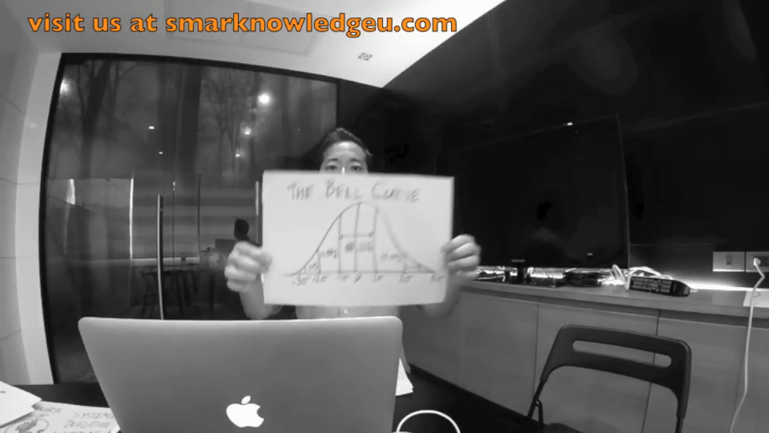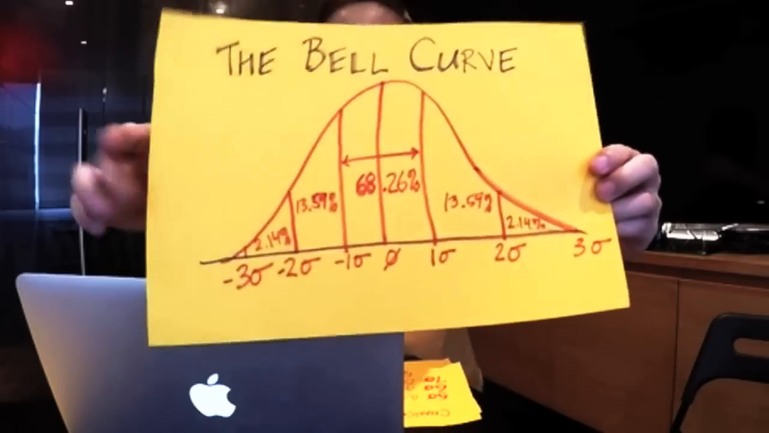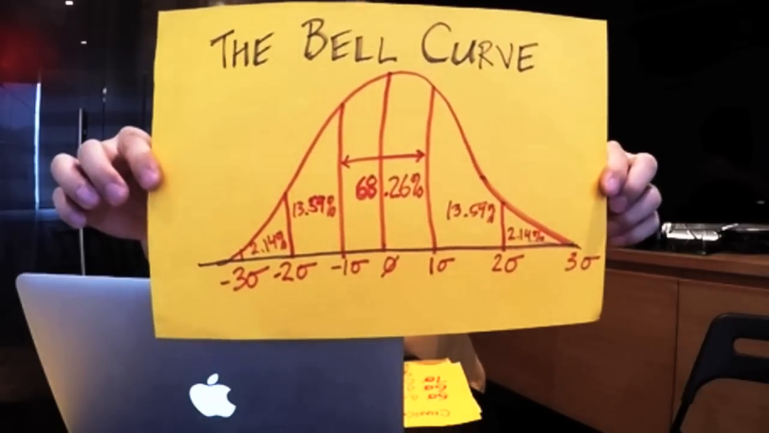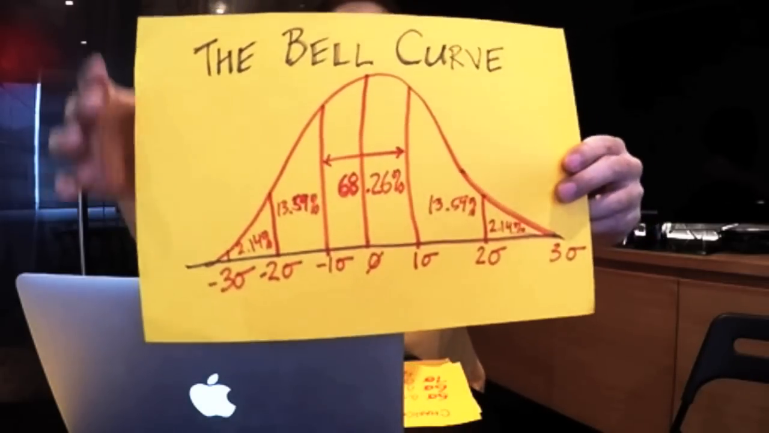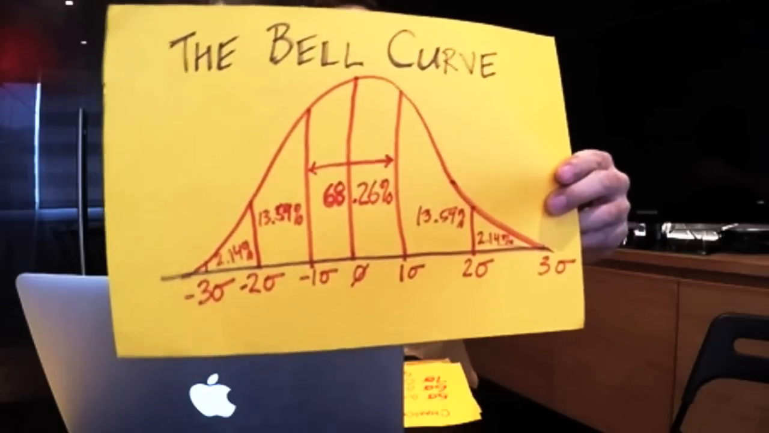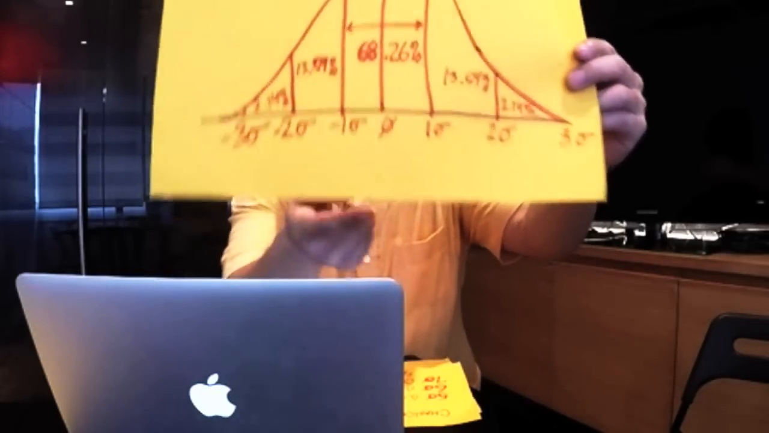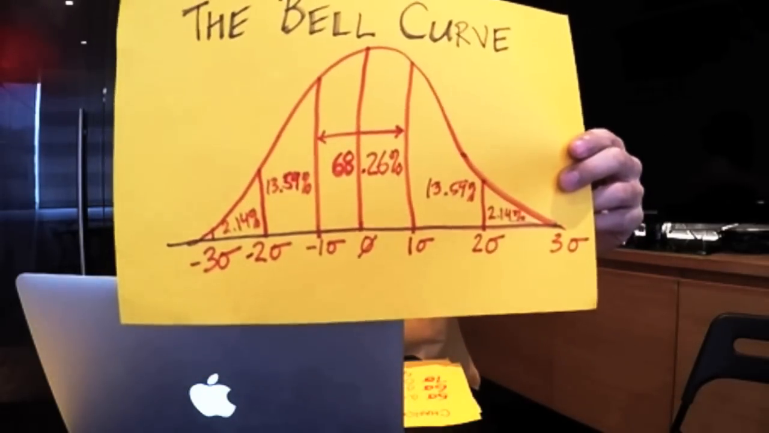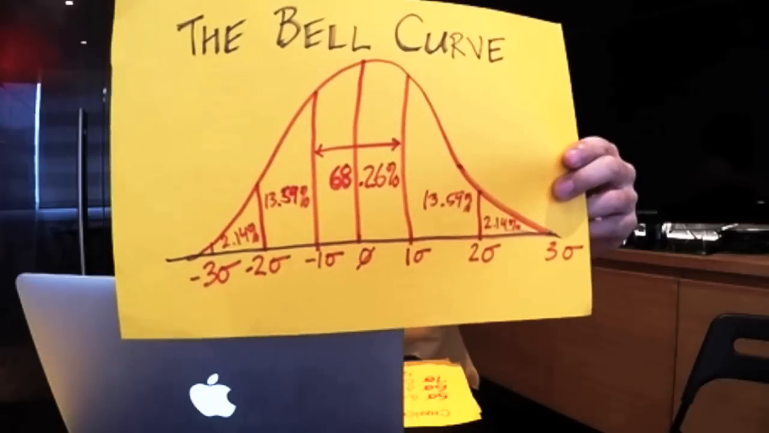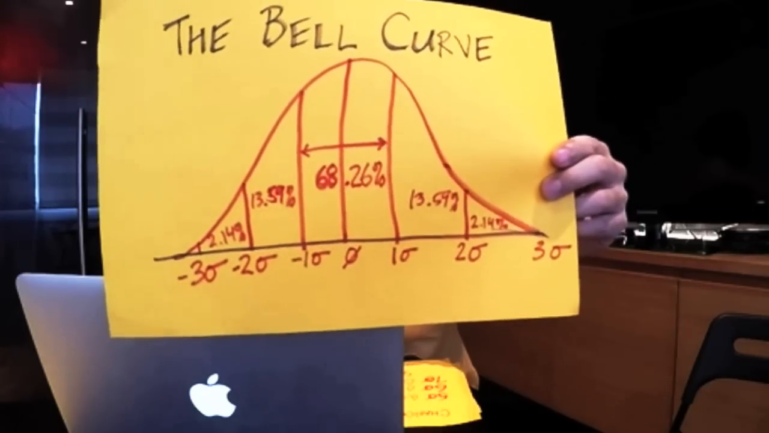Okay, so here is a picture of the bell curve. This is a drawing of a bell curve for any event over time. So roughly you can see 68.2% of the events fall within one standard deviation of the mean. If you see this symbol here, that's sigma. Sigma just stands for standard deviation. So we have 68.26% of all events falling within one standard deviation of the mean.